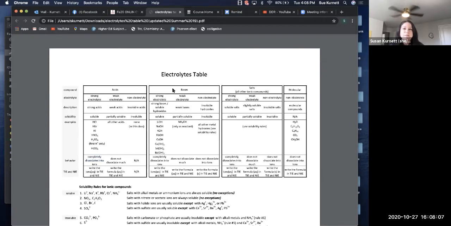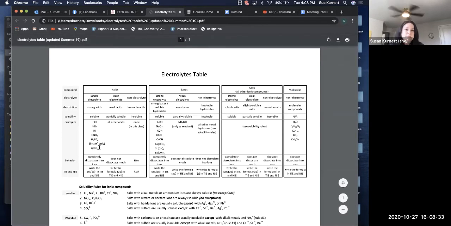And then we have a category of bases. Group 1 and group 2 hydroxides tend to be strong bases. And then all the other hydroxides are insoluble. So strong bases are strong enough to stand apart, and they dissociate 100% in water. Then there are salts and molecules.